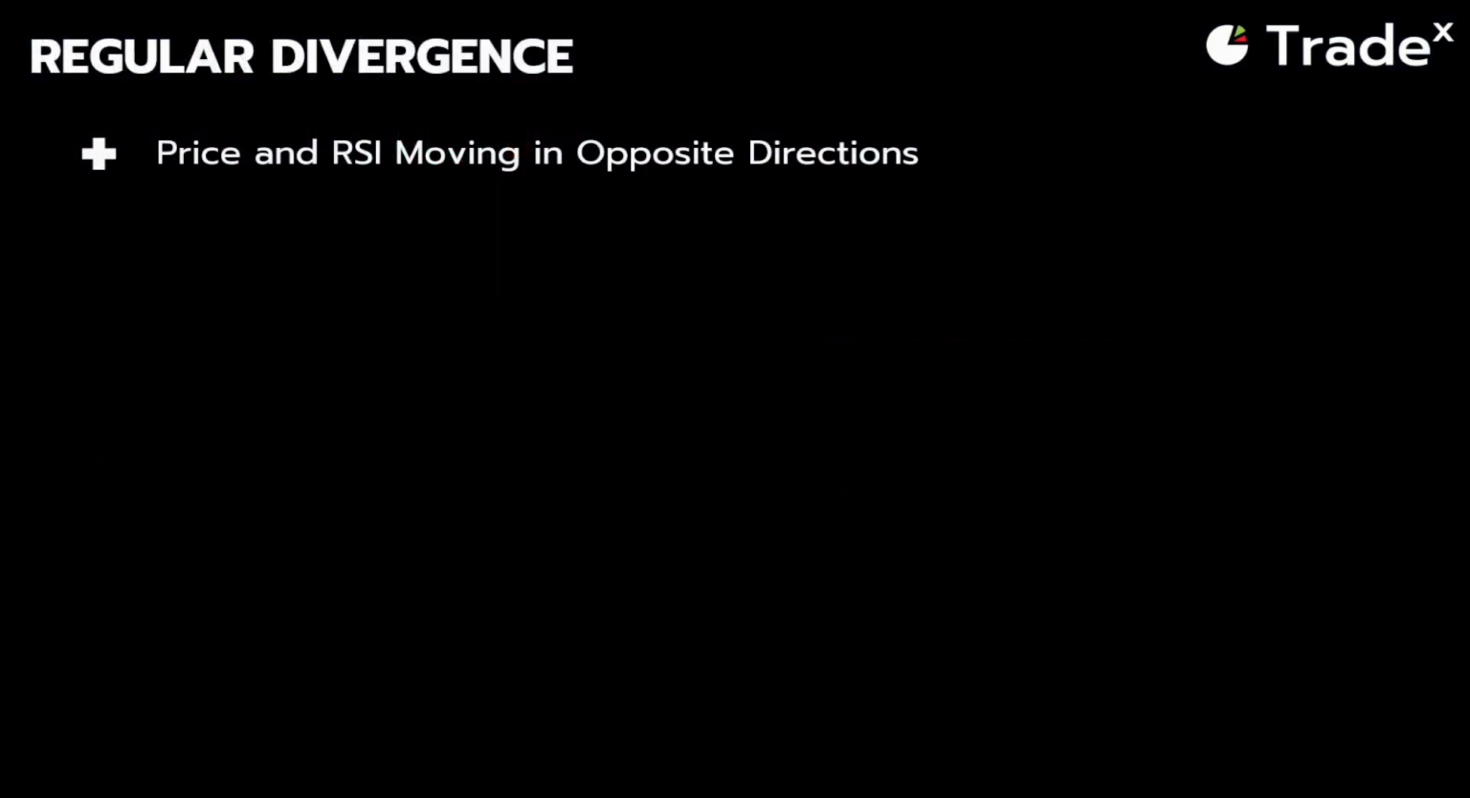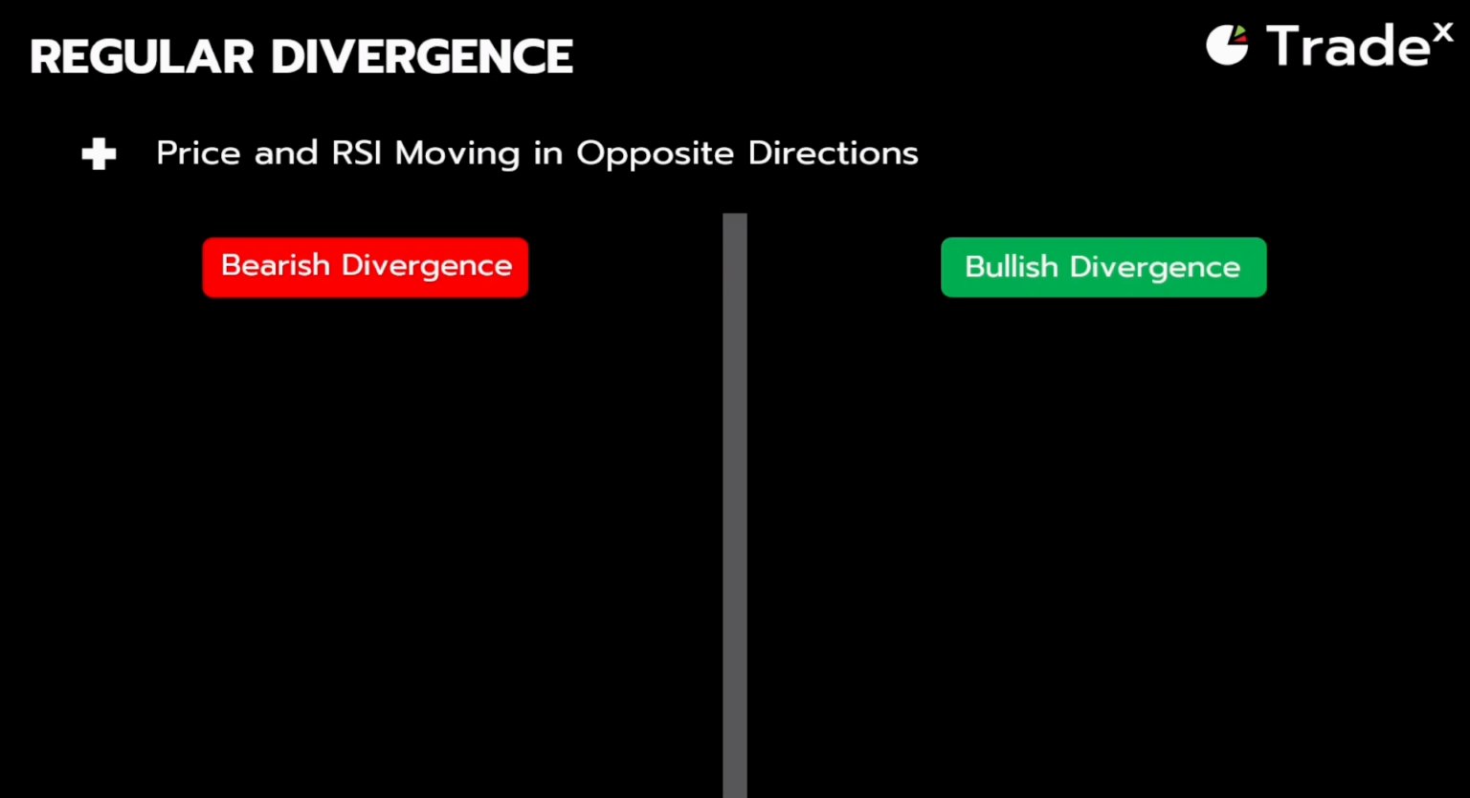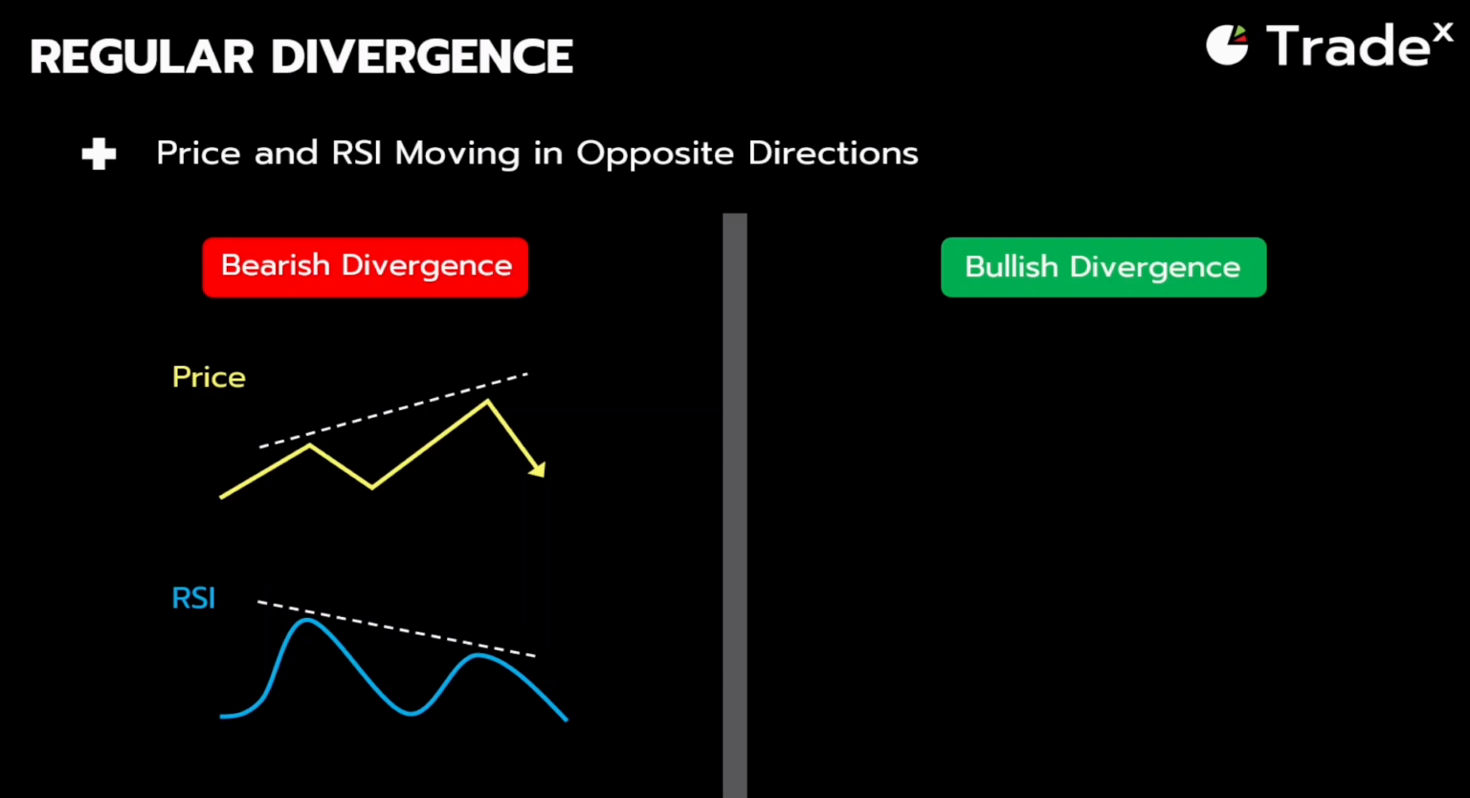Before we dive in, let's quickly revisit RSI regular divergence. This happens when the price and the RSI are moving in opposite directions, signaling potential shifts in momentum. Regular divergence comes in two forms. First, we have bearish divergence. Here, the price pushes to a higher high, but the RSI shows a lower high. This tells us that, while the price is climbing, momentum is starting to fade. It's a signal that buying pressure might be running out of steam, opening the door for a possible bearish reversal.